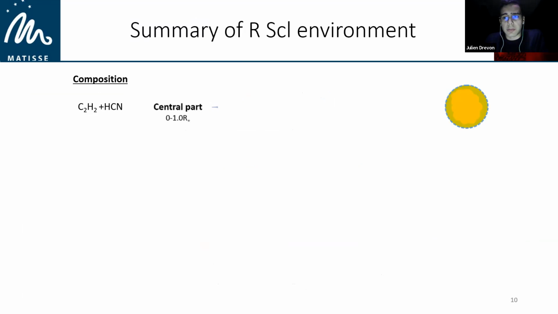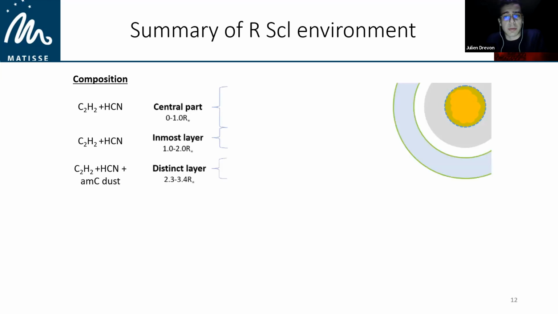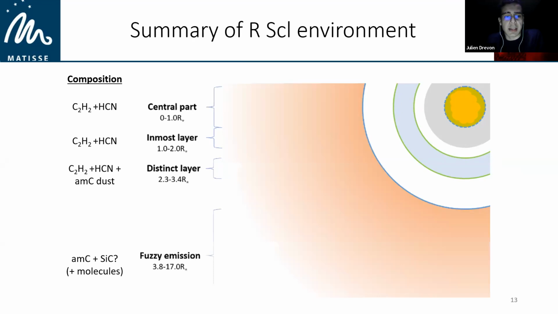So here you have the central part. You have the photosphere with some molecular clouds with holes made of CH2 and HCN basically, and then you have an innermost layer of CH2 and HCN, so molecules also. On the top you have what we spot like a distinct layer of CH2, HCN, and maybe made of AMC dusts. And then we have a fuzzy emission made of AMC and molecules, and maybe SiC, but in the study we didn't spot any clear features or any proof of presence of SiC dusts.